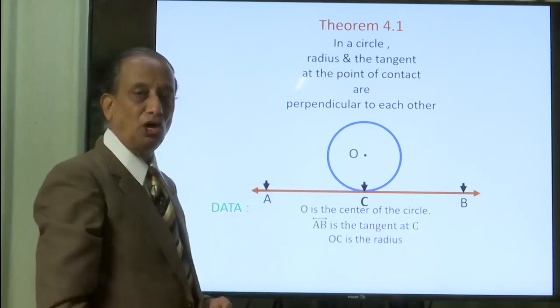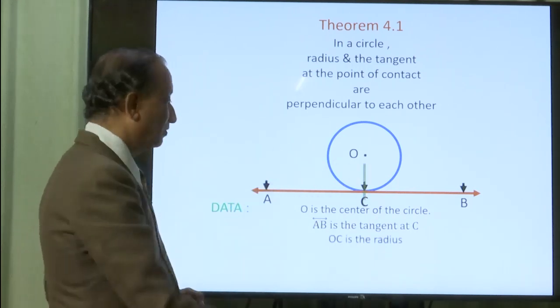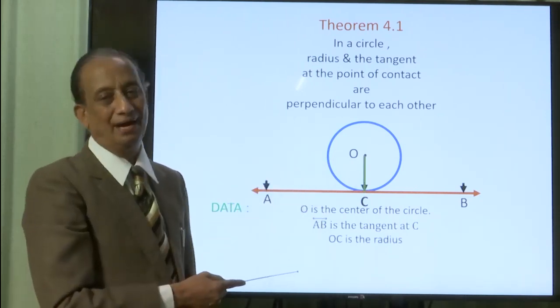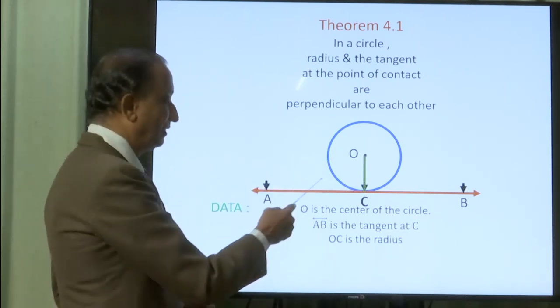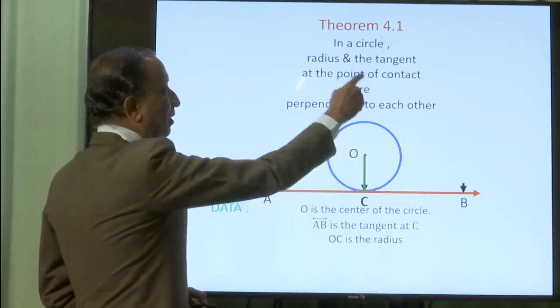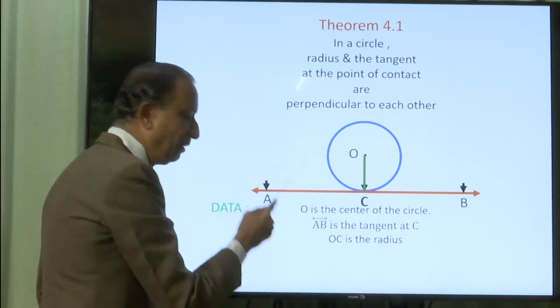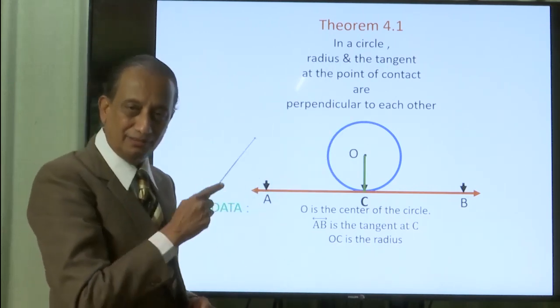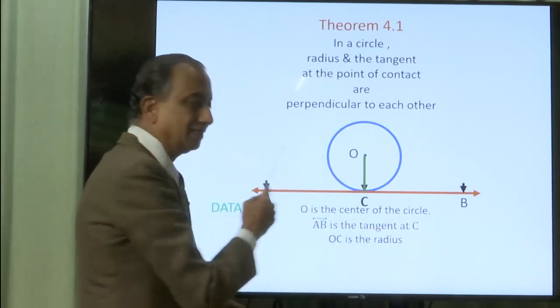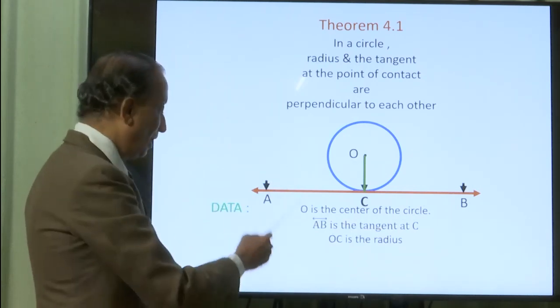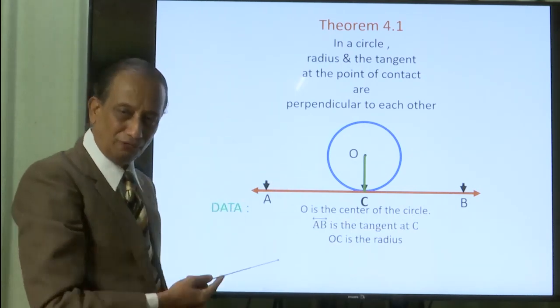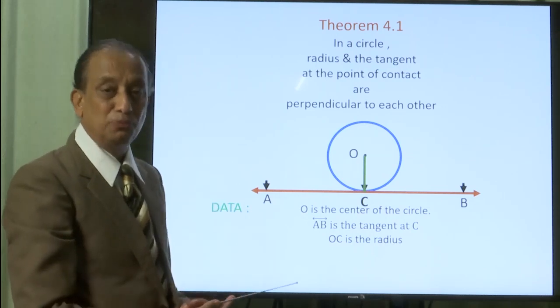And now, join O and C. So, OC will become the radius. This is the data portion. By reading the theorem, the general enunciation, we should be able to write down whatever is given as per this figure only. Having written the data, now we have to find out what is to be proved.